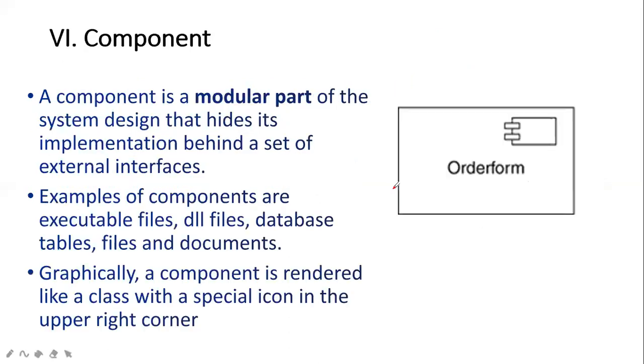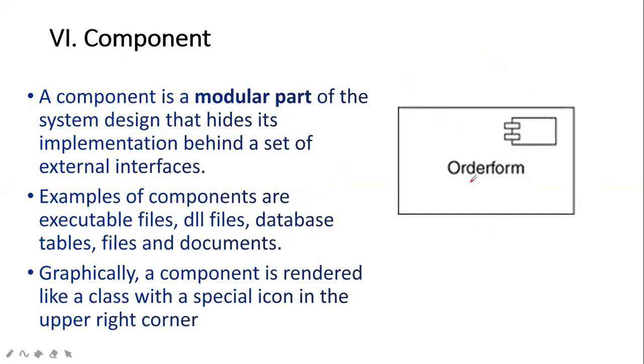Now moving further to the sixth component. The sixth component is the component itself. What is this component? It is a modular part of the system design. That means it is just a part. We are going to define the modularity in it. Modularity means dividing into small parts to clearly understand the complete picture. So this is going to hide the implementation behind a set of external interfaces.